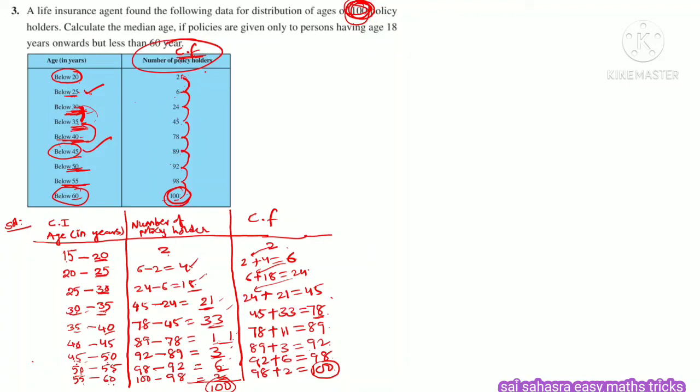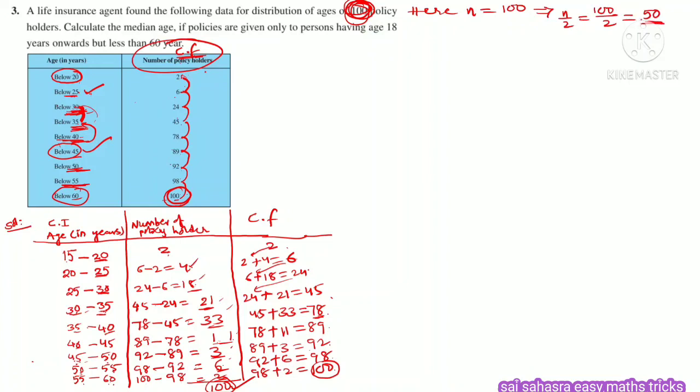Next, once this table is clear, everything remaining is the same as our first question. What we need to do? First we need to find out the median class. How to identify the median class? Here n value means total frequency. N value is total number of people. How many are there? 100. That implies n by 2 will be 100 by 2, and 100 by 2 is 50.